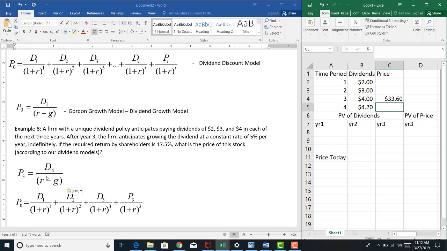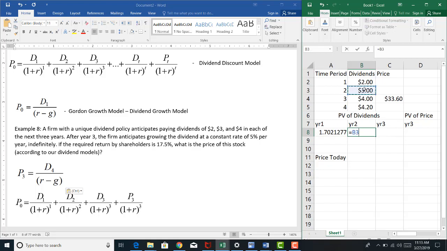Now that I have that information, I'm going to substitute it into the dividend discount model. So I'm going to now calculate the present value of each of the cash flows, which are the dividends in years 1 through 3, and the price that I just calculated in year 3. In year 1, the present value of the dividend is going to be equal to $2 divided by 1 plus R, which is 1.175 raised to the power of 1. That is, a dividend of $2 to be paid out next year in present value terms is only equal to $1.70.